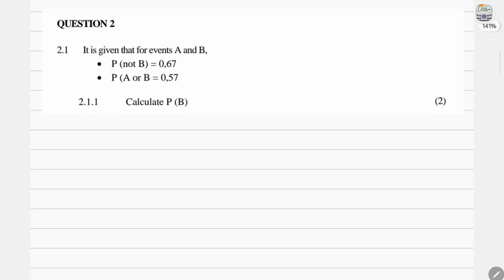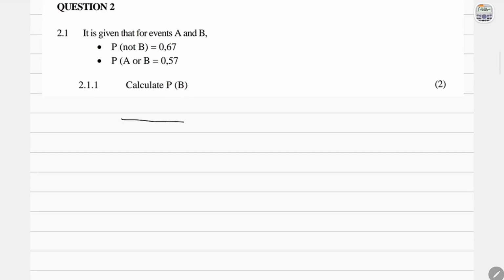Question 2 says 2.1, it is given that for events A and B, the probability of not B is equal to 0.67 and the probability of A or B is equal to 0.57. So 2.1.1 wants us to calculate the probability of B. Okay, let's try to understand the info they've given us. They've given us the probability of not B.